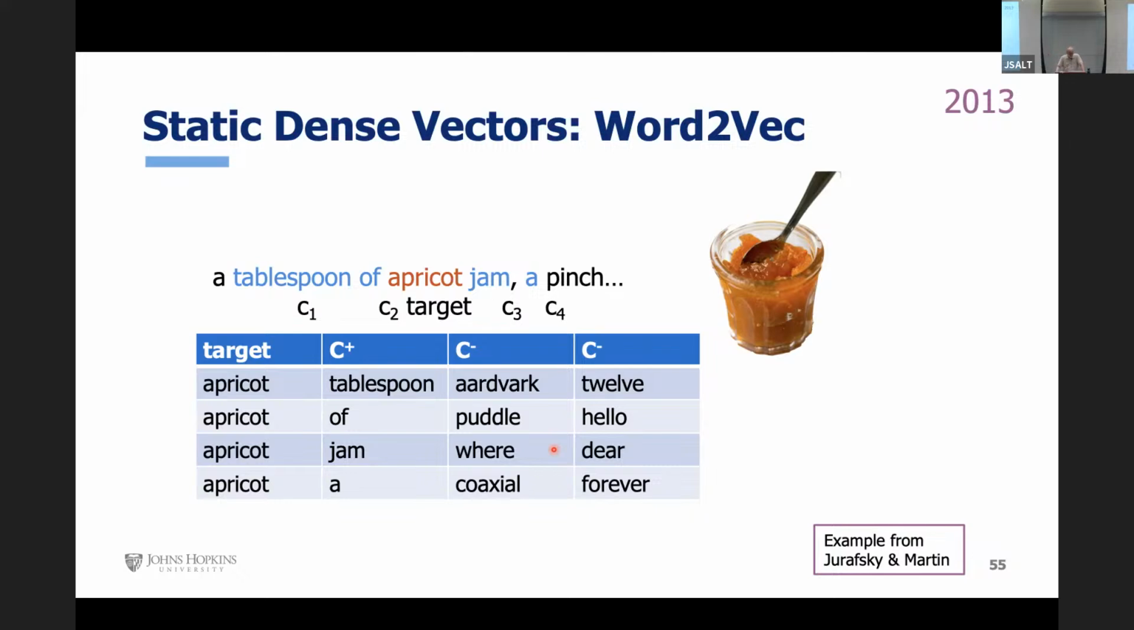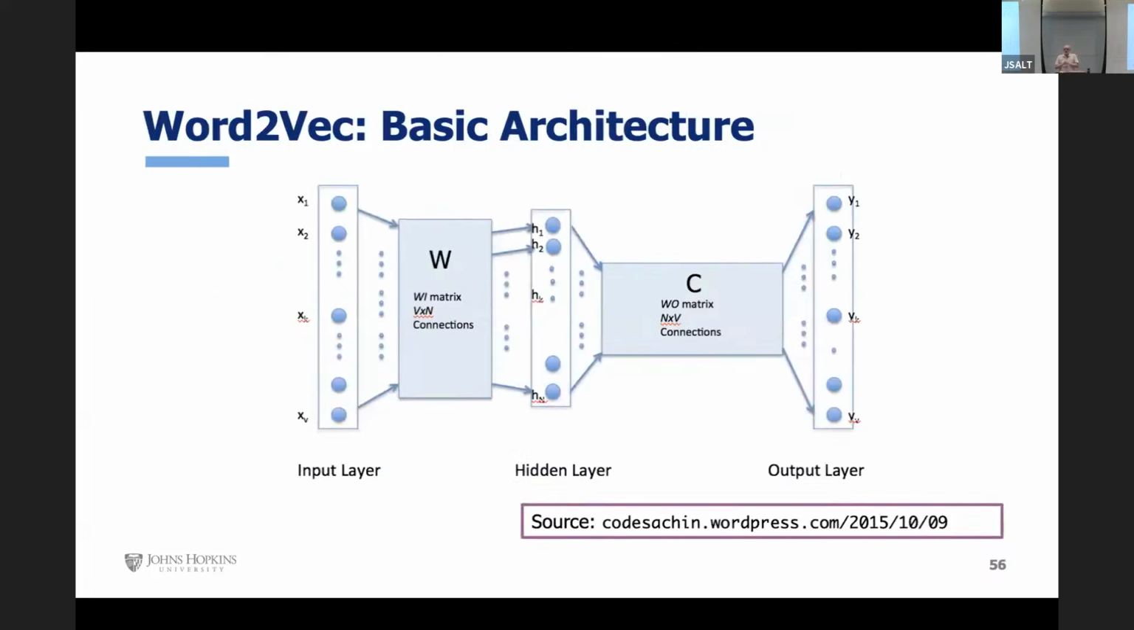So here, apricot occurs near tablespoon in this collection, but it does not occur near aardvark or 12. So here we have a couple of training examples of, for apricot, what's a related word and what's not a related word. And Word2Vec used this in a basic architecture that looks like this.